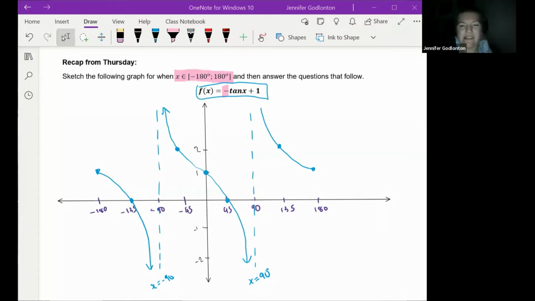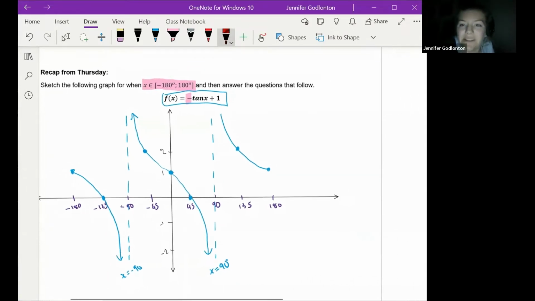All of the tan stuff is going to come back, and we're going to be dealing with tan again on Thursday, so don't panic. The thing that was in here that was trying to trick you was that this was a negative tan graph, and we actually hadn't dealt with a negative tan graph at this point. We had only dealt with positive tan.